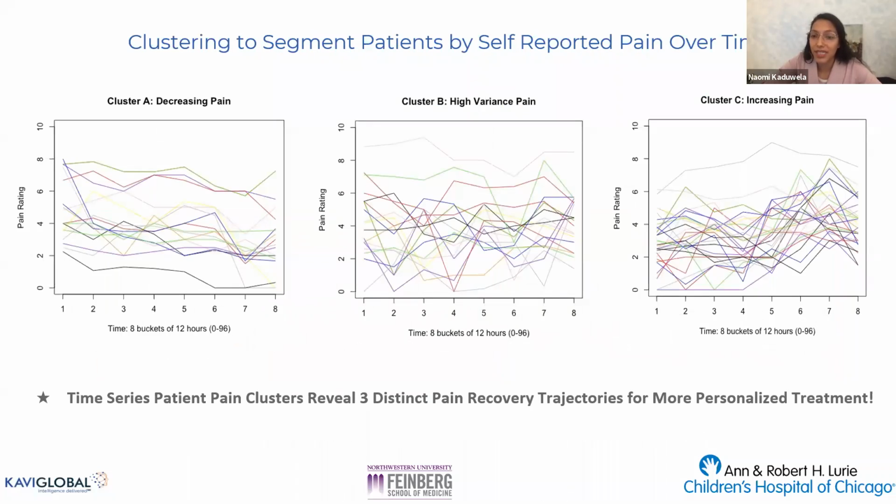Wow, do you see something shocking? We can see that it's grouped together all the similar patients. Cluster A being the decreasing pain patients, cluster B being the kind of volatile pain scores or high variance pain, and cluster C indicating the patients that had increasing pain. Great, looks like the clustering worked pretty well. And now we have these 3 distinct groups that we can use for a little bit more personalized treatment for each of these pain groups.